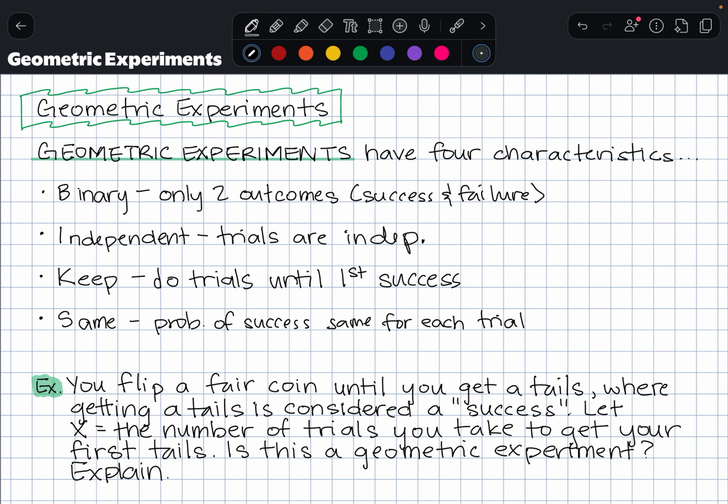And what we are counting is not the number of successes. We're only going to have 1 success. We are counting the number of trials. So the variable of interest for binomial and the variable of interest for geometric are different. Binomial keeps track of the number of successes. Geometric keeps track of the number of trials needed to see our first success.